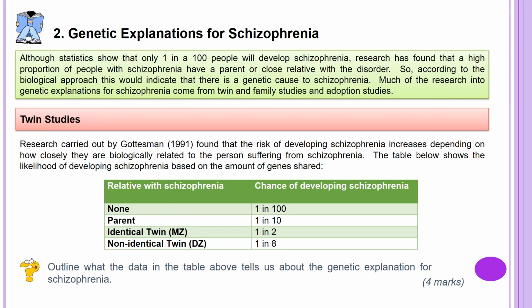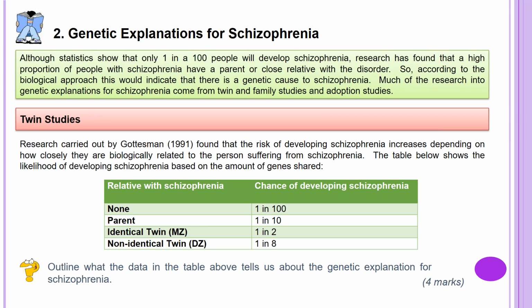So, the genetic explanation for schizophrenia. Although statistics show that only 1 in 100 people will develop schizophrenia, researchers found that a high proportion of people with schizophrenia have a parent or close relative with the disorder. So according to the biological approach, this would indicate that there is a genetic cause to schizophrenia. Much of the research into genetic explanations for schizophrenia come from twin and family studies and adoption studies.